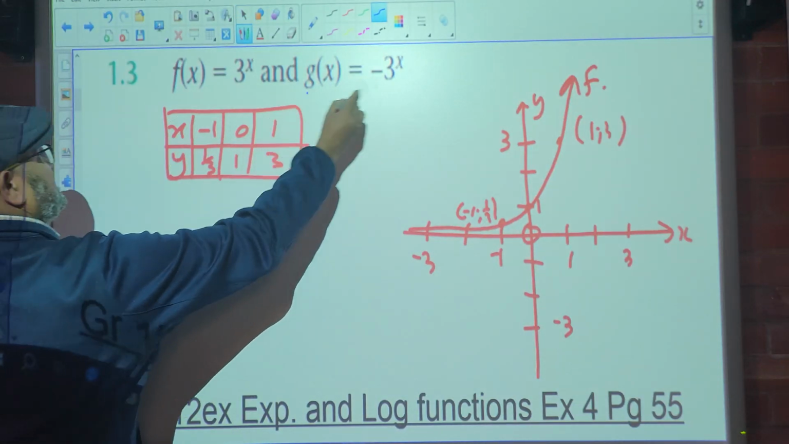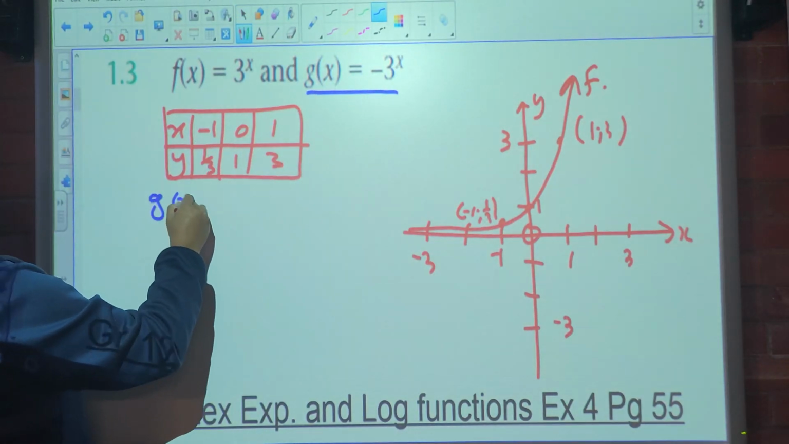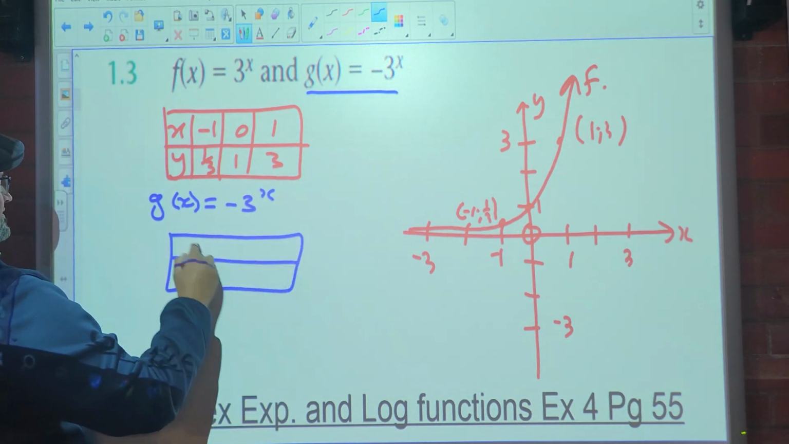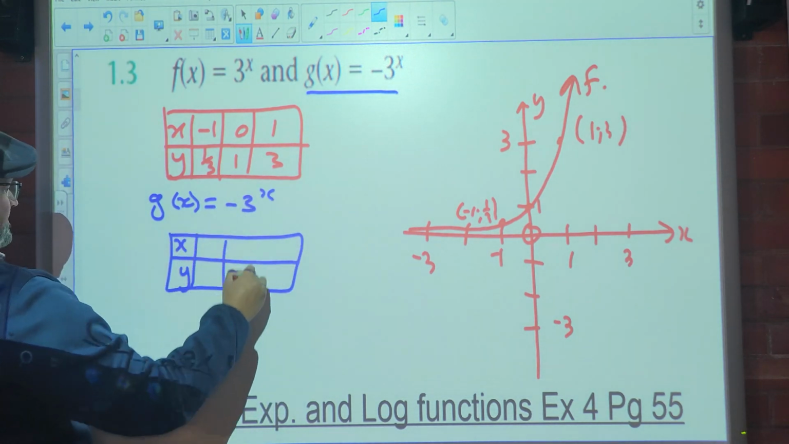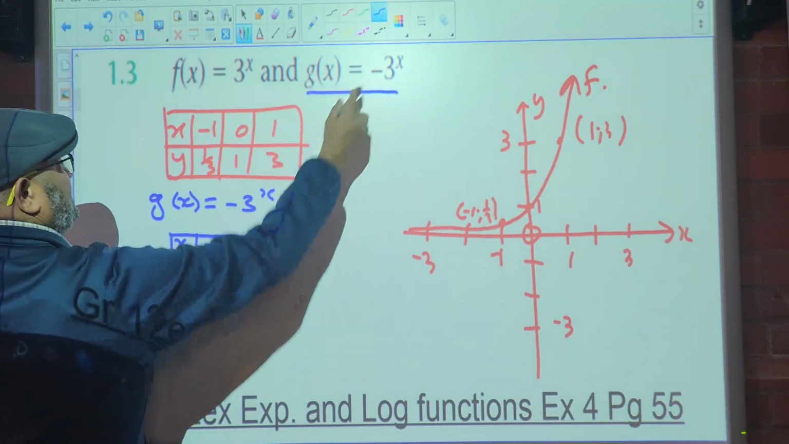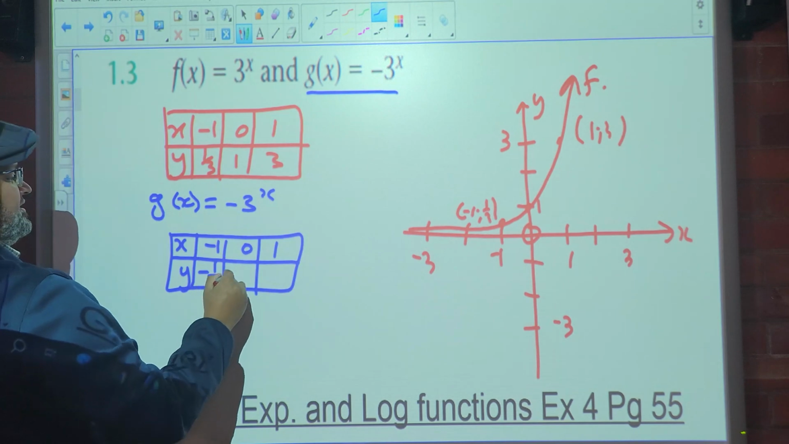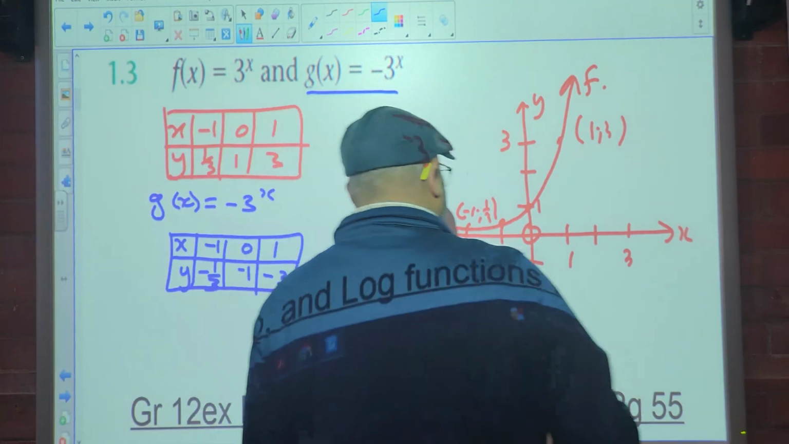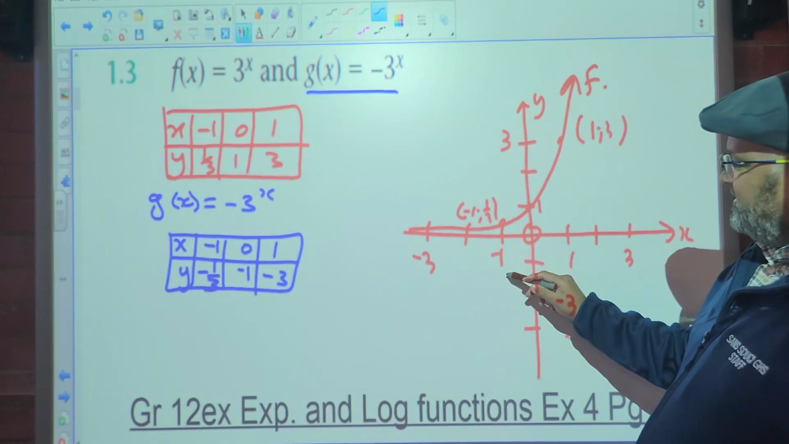So the graph of g of x is negative 3 to the x. Again, same values on your x. It's going to give you, if I put negative 1, negative a third, negative 1 and negative 3. So x is negative 1, y is negative a third.